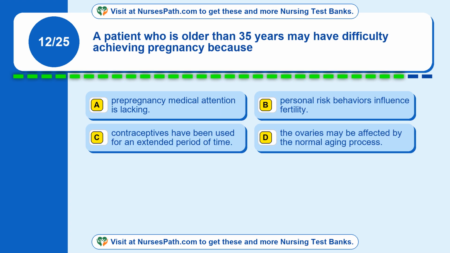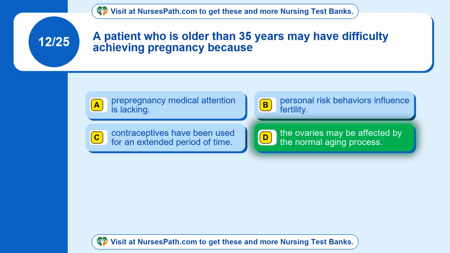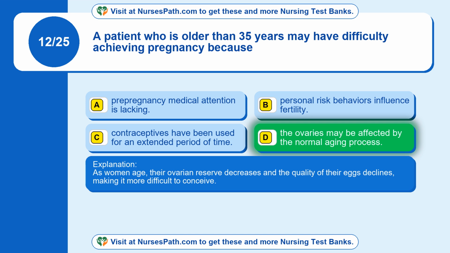Question 12. A patient who is older than 35 years may have difficulty achieving pregnancy because. Option A. Pre-pregnancy medical attention is lacking. Option B. Personal risk behaviors influence fertility. Option C. Contraceptives have been used for an extended period of time. Option D. The ovaries may be affected by the normal aging process. The correct answer is option D. The ovaries may be affected by the normal aging process. As women age, their ovarian reserve decreases and the quality of their eggs declines, making it more difficult to conceive.